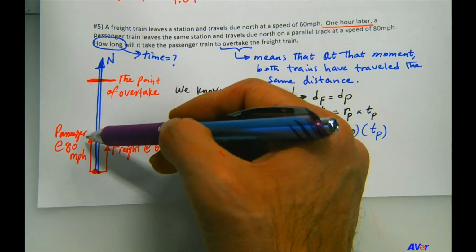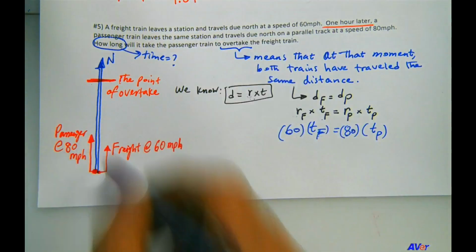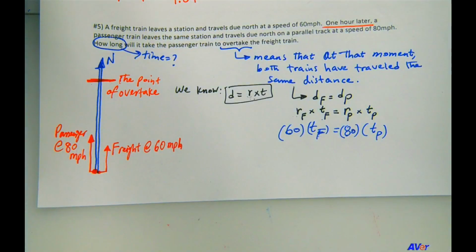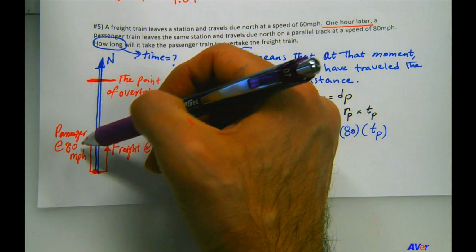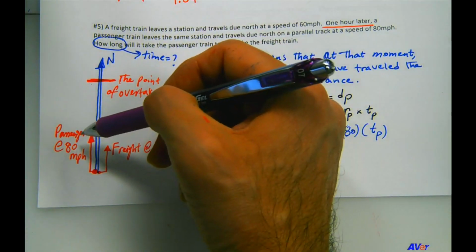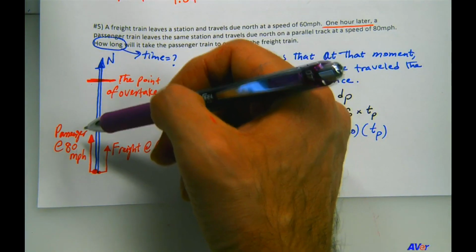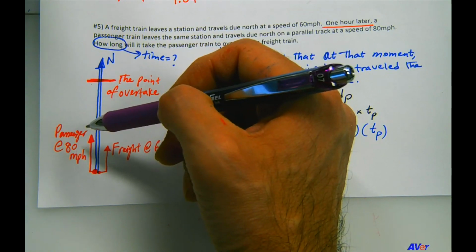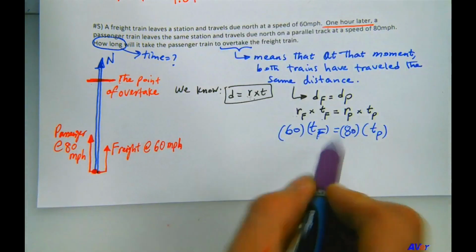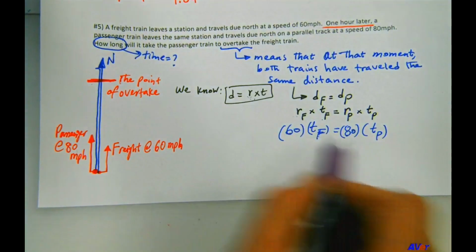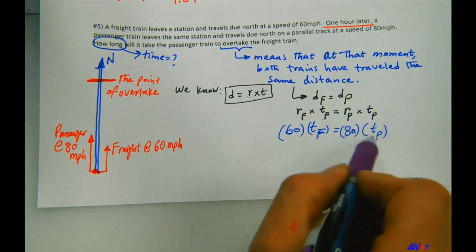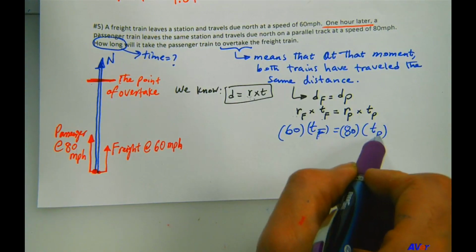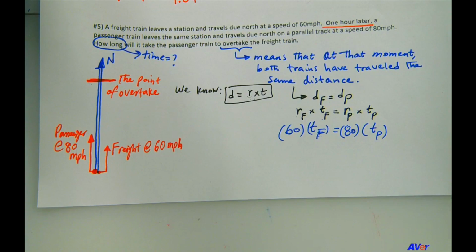4 hours, right? Because the passenger train took off 1 hour later. So at the time of the overtake, the passenger train has been in motion 1 hour less than the duration the freight train has been in motion. Okay? So there is a relationship between the time that the freight train has been in motion and the time that the passenger train has been in motion at the time of the overtake.